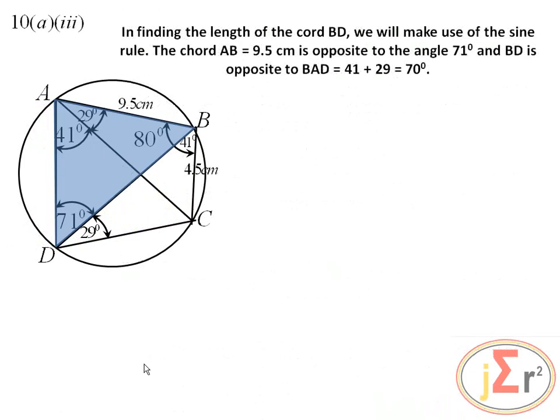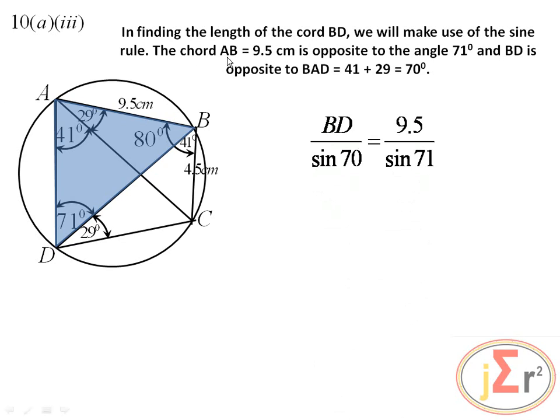We need now to find the length of the side of the triangle, BD. The chord BD is a part of this triangle that we have right here, and this triangle is jam-packed with information that will cause us to be able, for certain, to determine the length of the chord BD. In finding the length of the chord BD, we will make use of the sine rule.